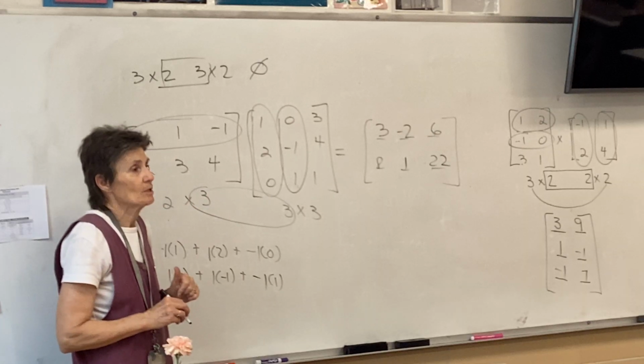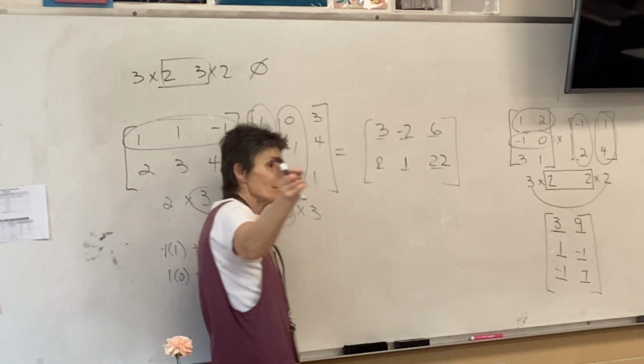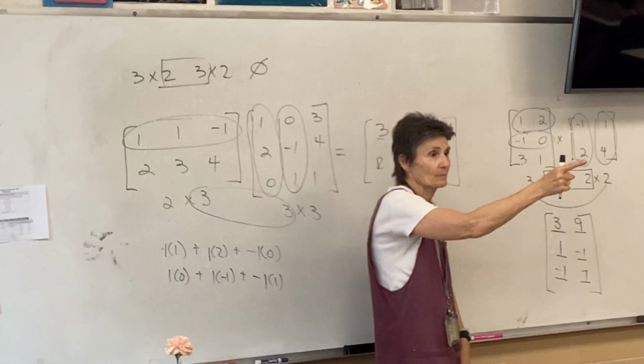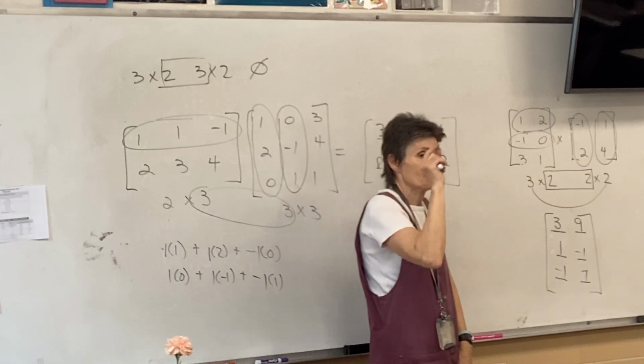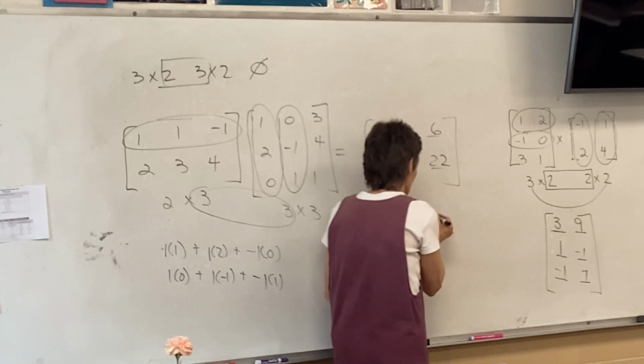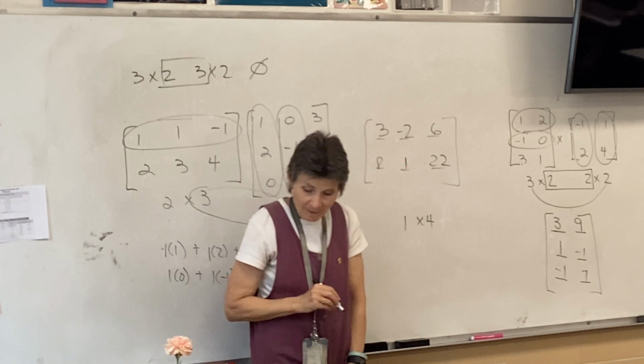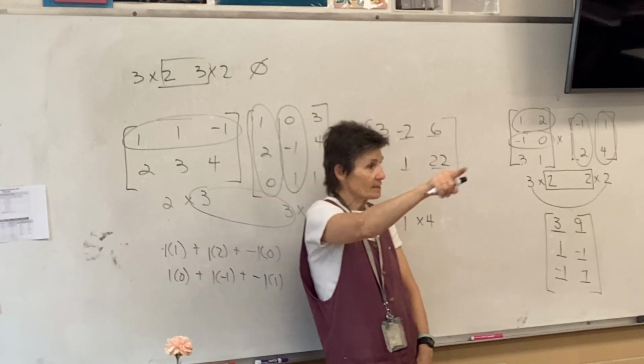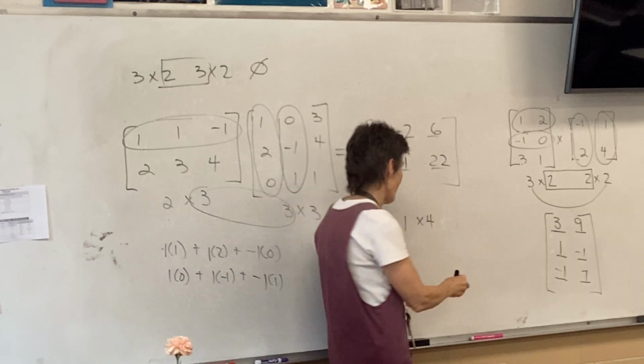What are the dimensions of matrix A? How many rows does it have? 1. How many columns does it have? 4. So it is a 1 by 4. Now what about matrix B? How many rows does it have? It's a 4 by 1.